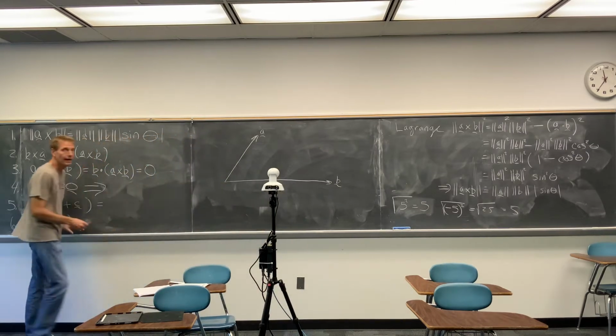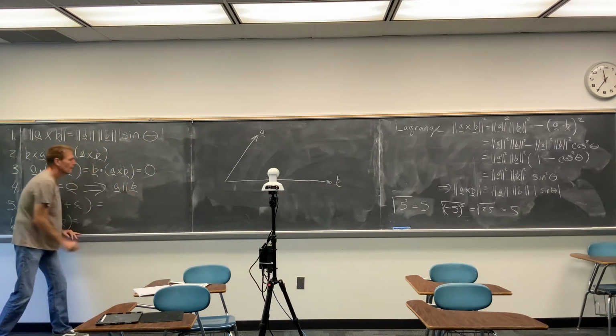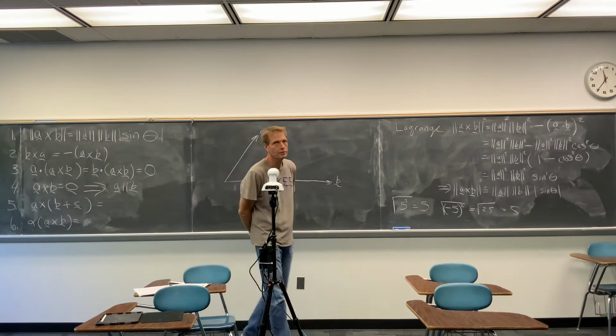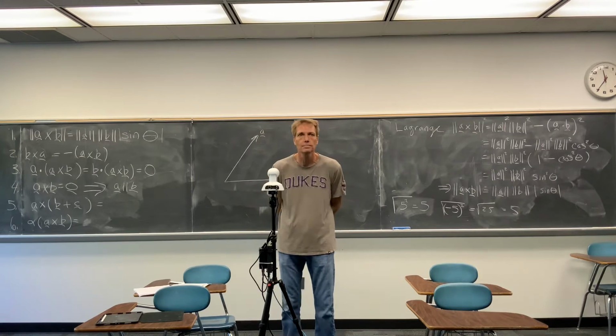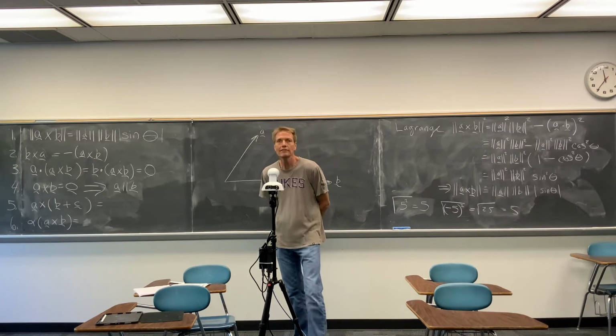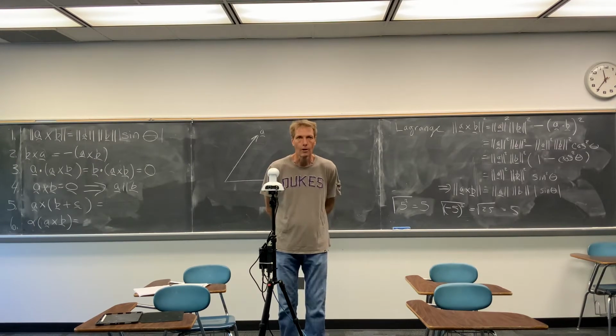This implies that A is parallel to B. You're not getting a cross product of any height out of it. These two vectors have to be scalar multiples of each other.